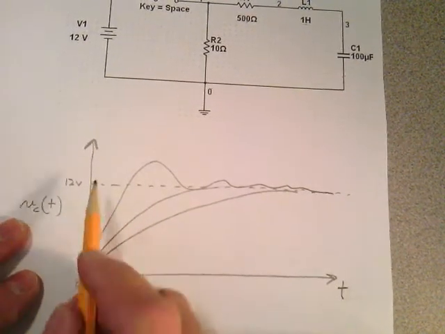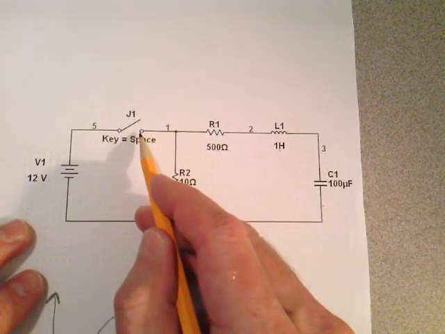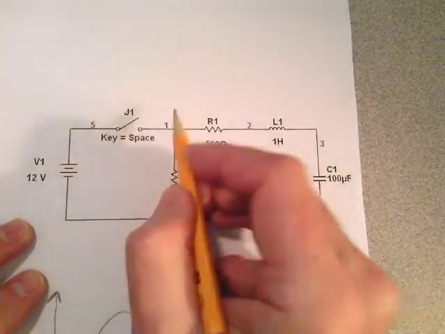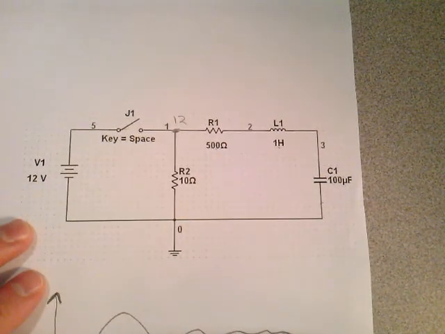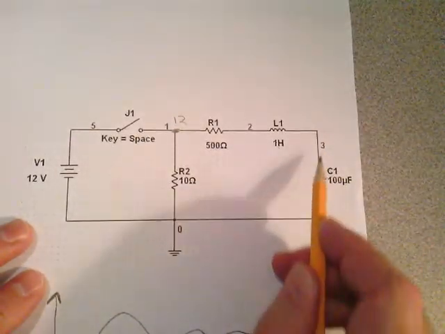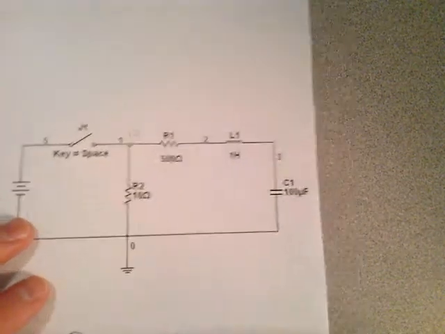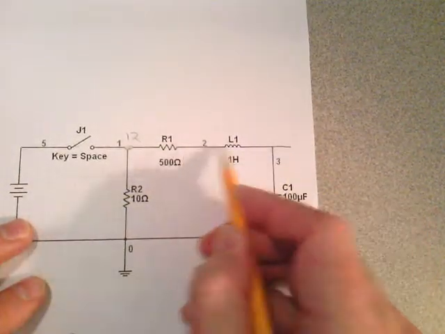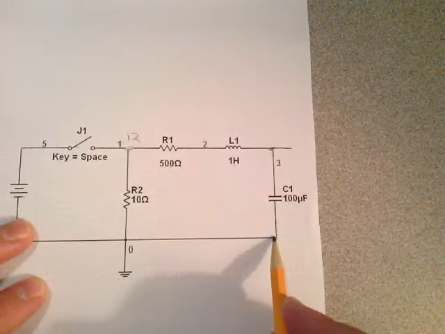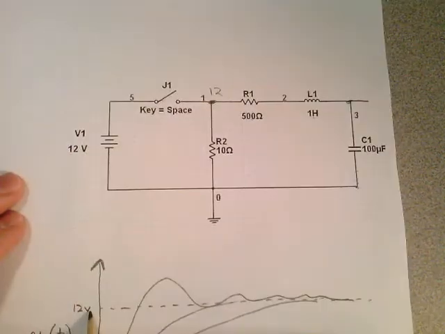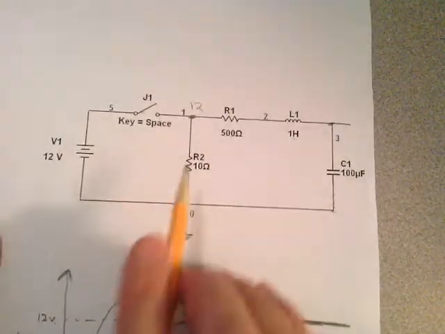Now, not all of them end up with a steady state value. When this switch is thrown and sits for a long period of time, this goes to 12 volts. Eventually, this is going to look like an open circuit, because a capacitor looks like an open circuit at time t equal infinity. There's no current, so the voltage here is going to equal the voltage there. So the steady state value of the voltage across this capacitor is going to be 12 volts, and that's what you see down here. You can reason with that.